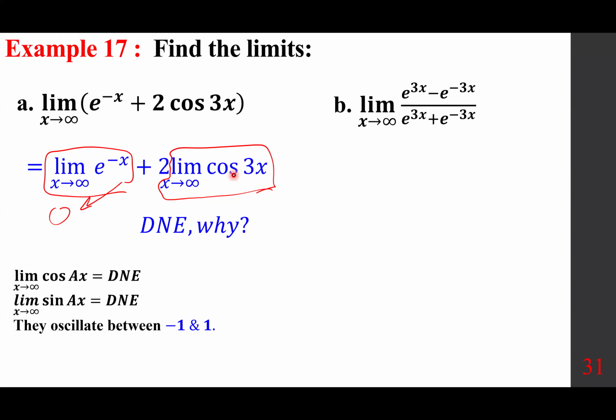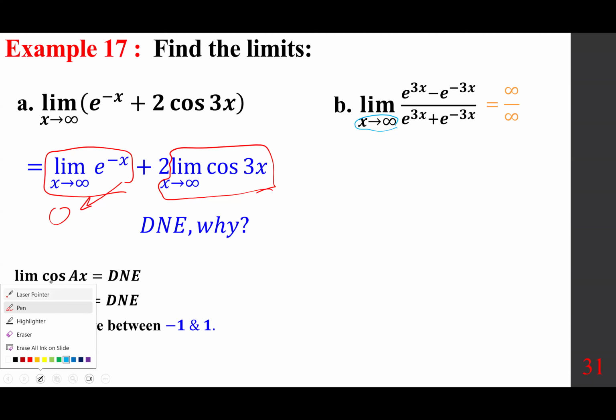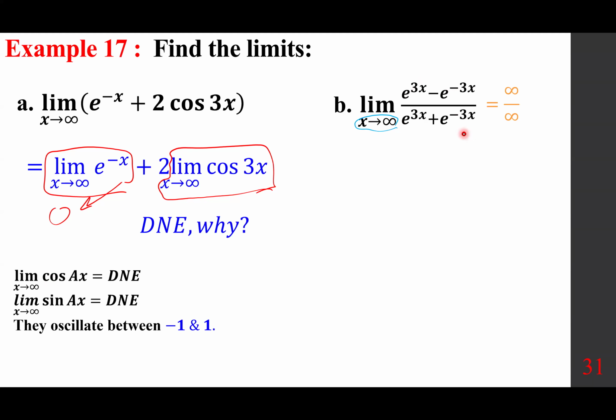What about the limit of e to the power of 3x minus e to the power minus 3x over e to the power of 3x plus e to the power minus 3x? Again, this is not a rational function. However, it's a fractional format where x is approaching infinity. You divide by highest degree term in the denominator. Please understand, if we plug in, we do get infinity over infinity, because e to the power of 3 times infinity is infinity, this is infinity, this is 0, this is 0.